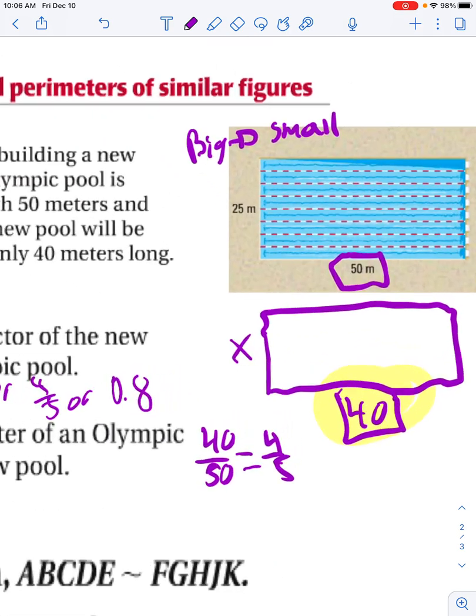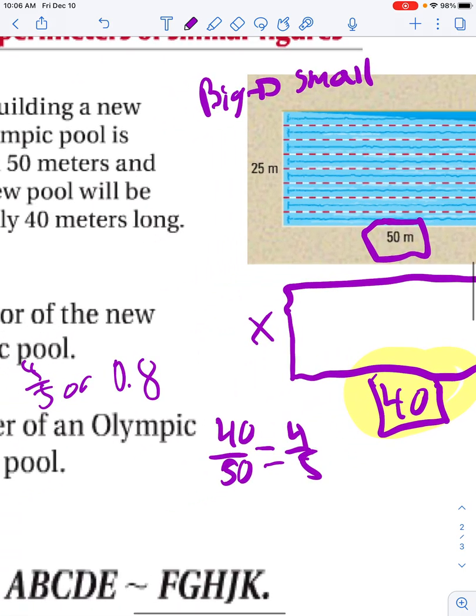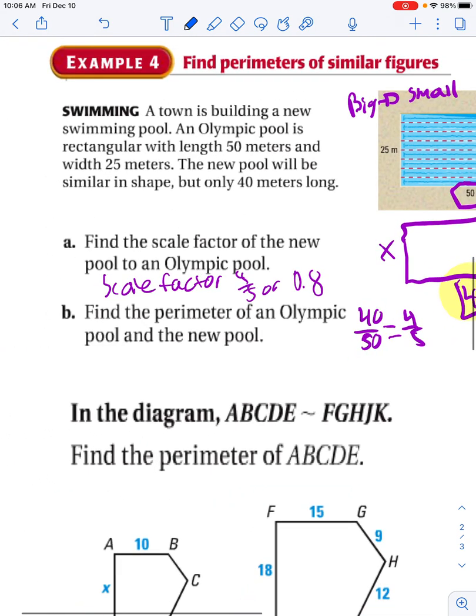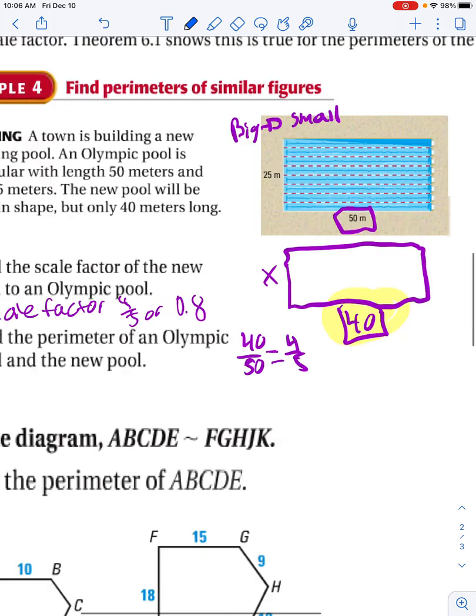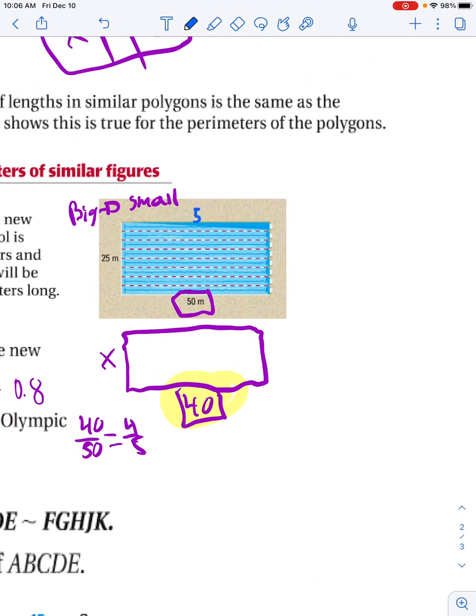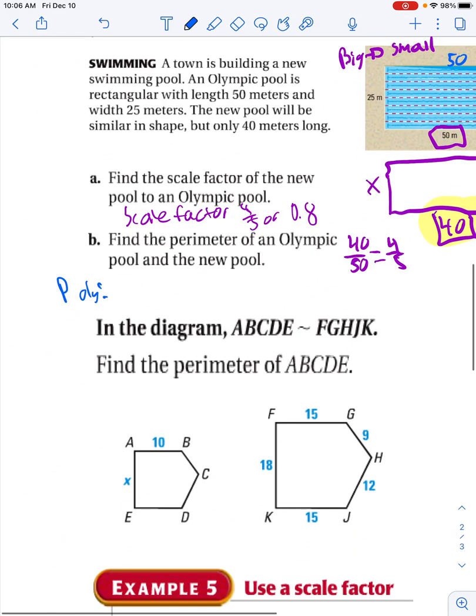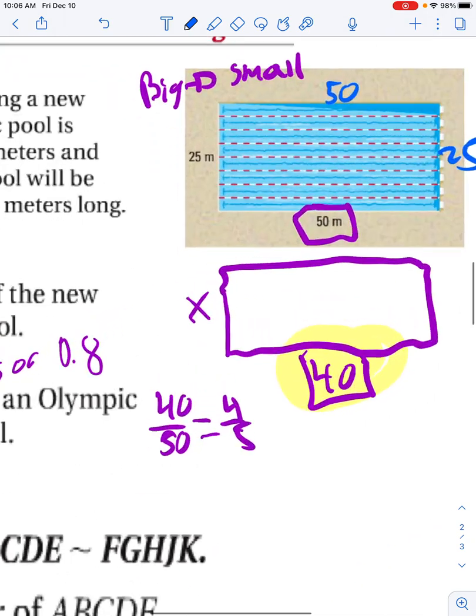Find the perimeter of an Olympic pool and the new pool. Okay, well, the perimeter of this one's pretty easy. The perimeter of the Olympic, I already have all the numbers. Perimeter Olympic: 50, 50, 25, 25, 150, and that's going to be meters.